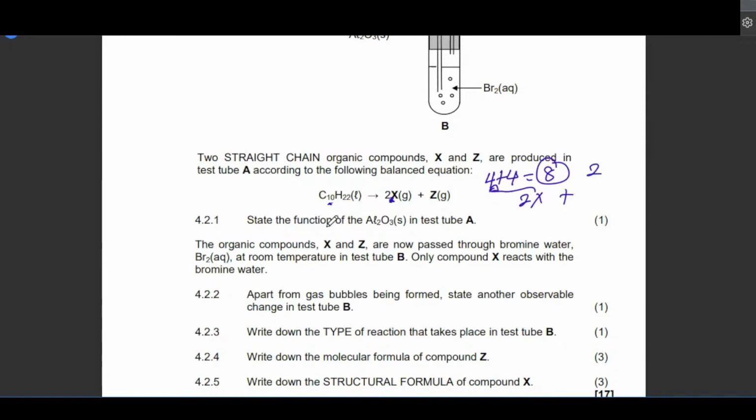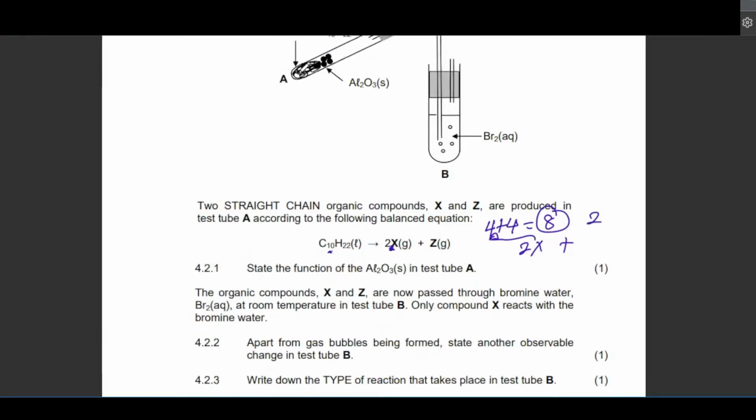And then they are saying, state the function of aluminum oxide in the test tube. Basically, the function of aluminum oxide is to act as a catalyst, a surface area for the reaction to take place. So basically, this is a catalyst.